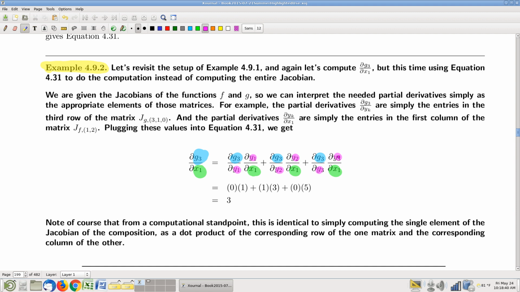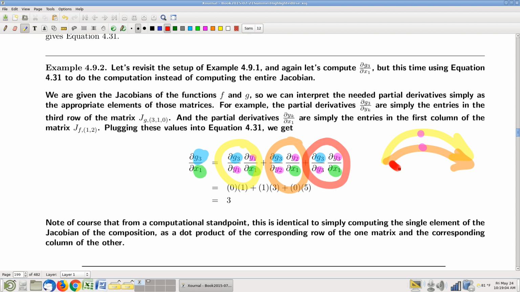So what we have here is the three different paths through which change can propagate. That represents, you might say, the Y1 path through which change can propagate, and then this represents the Y2 path through which change can propagate, and this represents the Y3 path through which change can propagate. Those three intermediate variables, each one gives rise to a term.